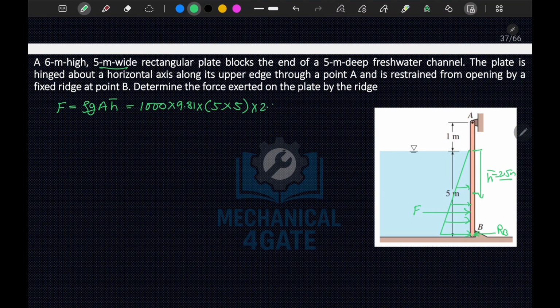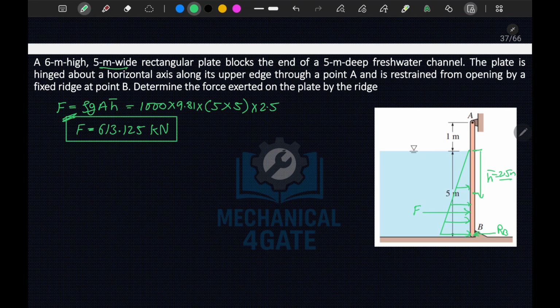So into 2.5. Now if we solve this, 9810 into 25 into 2.5, this will come out to be F equal to 613.125 kilonewton, okay. So this is the hydrostatic force that will be acting on the plate, okay.